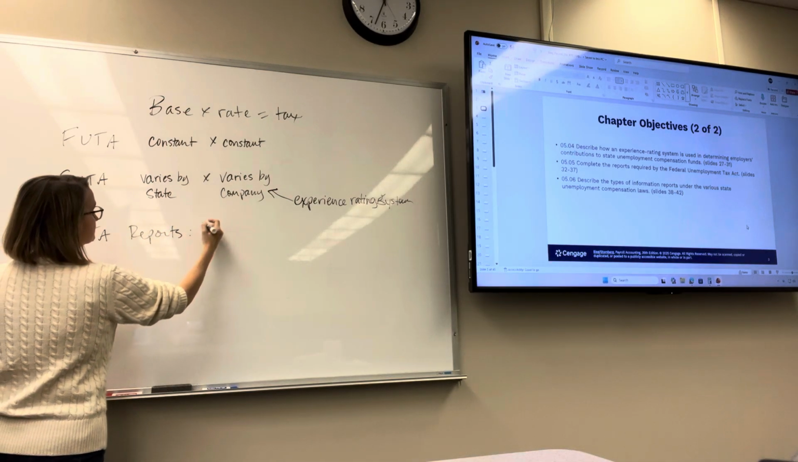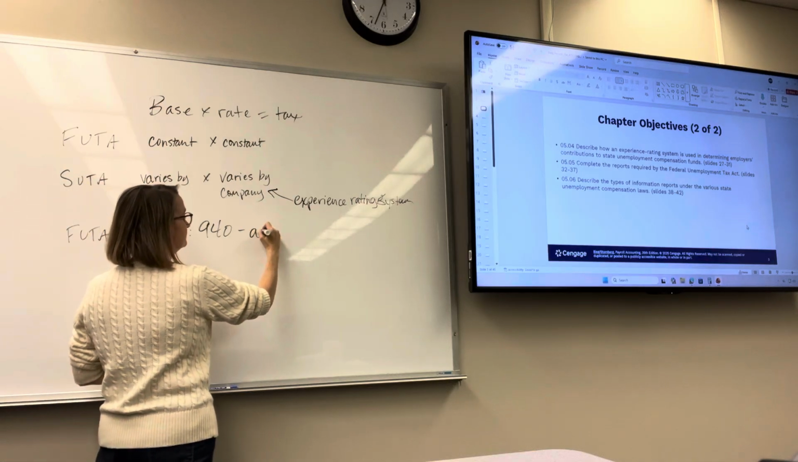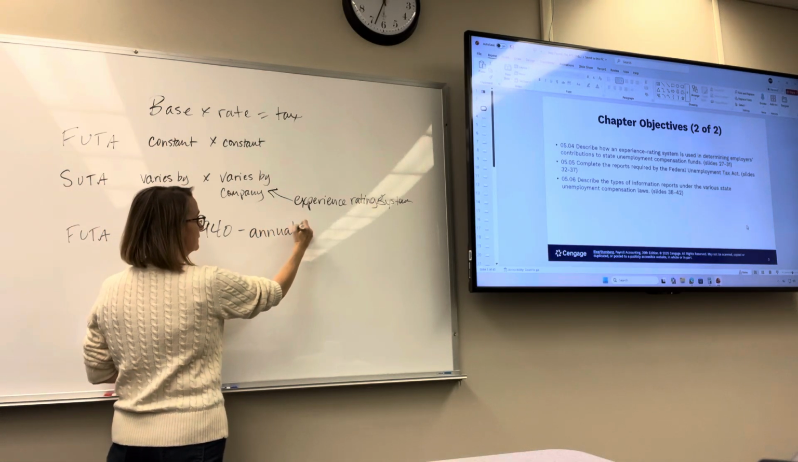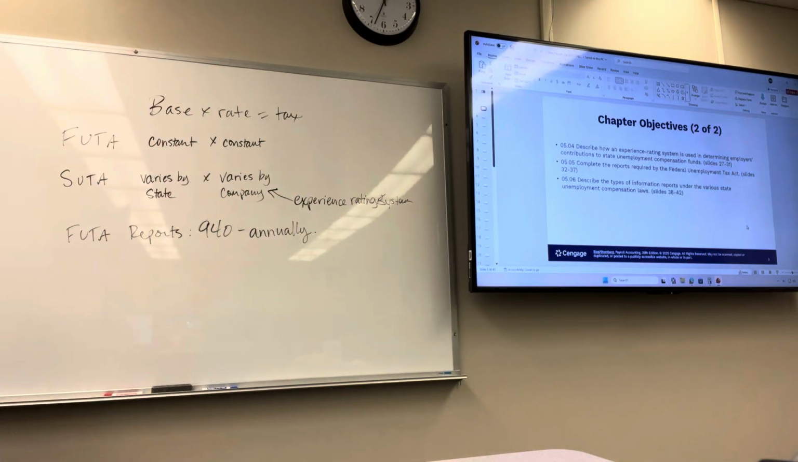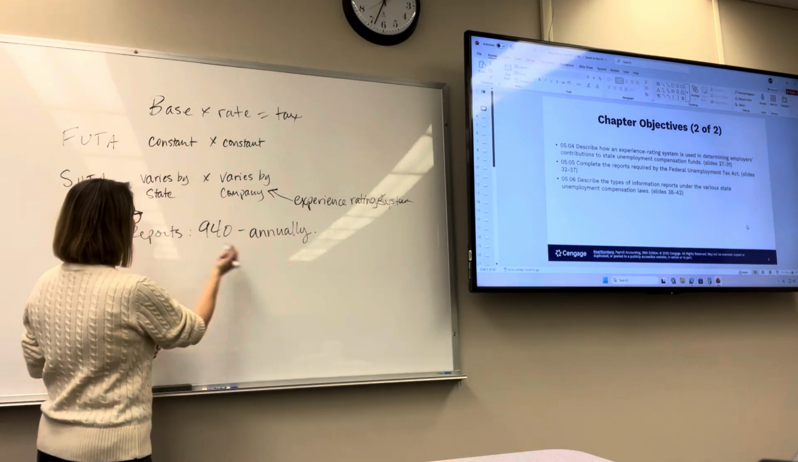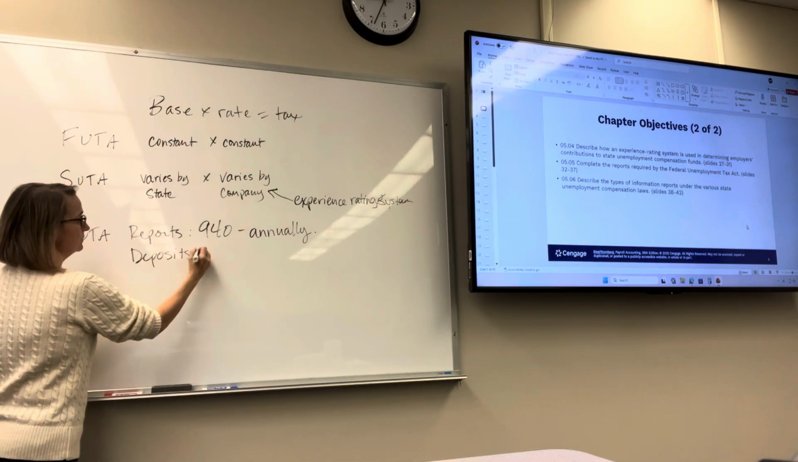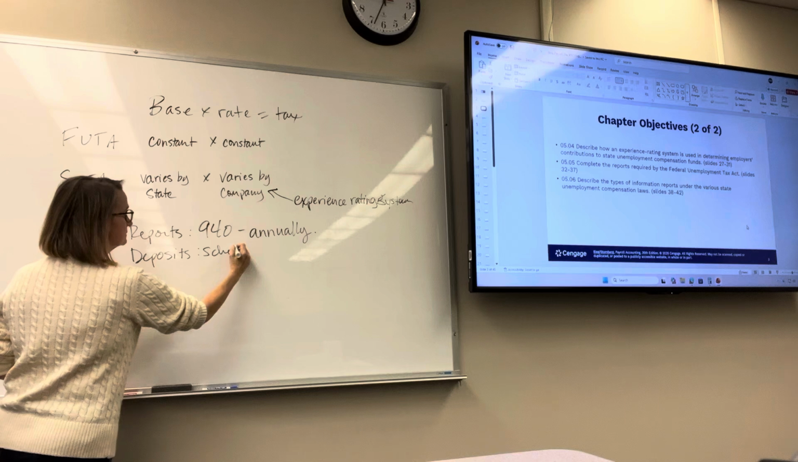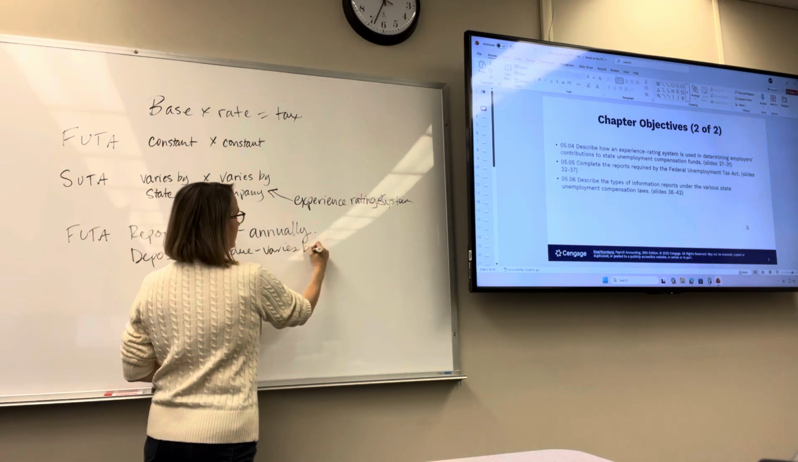we have what's called Form 940, and it is filed annually. So it's pretty simple, once a year. It's always due by January 31st for the previous year. But our deposits, we have a schedule, and that varies based on the amount due.